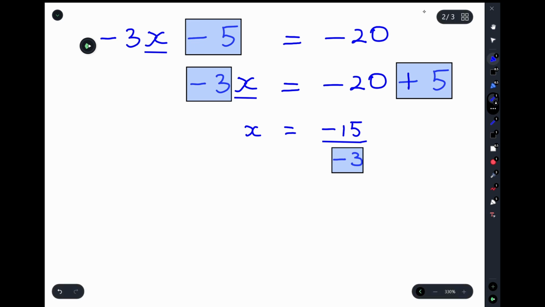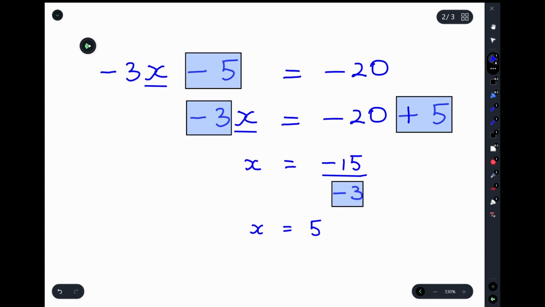We now have x on its own on one side of the equation, which was our goal. And we can go ahead and solve. Negative 15 divided by negative 3 will be positive 5. And that is our answer.